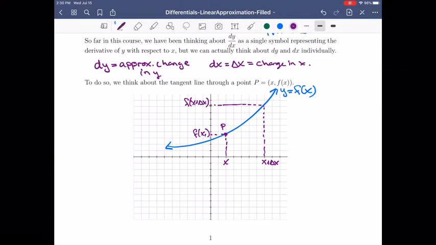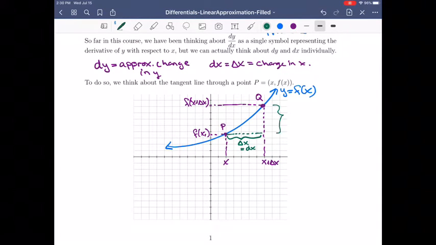So what's going on here? Maybe actually let's just do a different color. So this distance, this part is delta x, right? That's the known change in x. So this is also dx. Now, this is another point, say Q. The difference in height, this is our actual change in y. That's delta y.